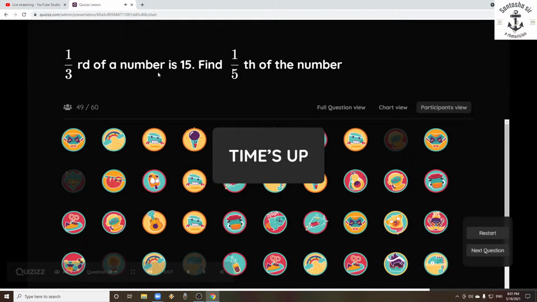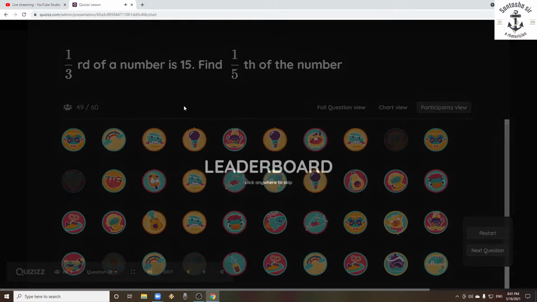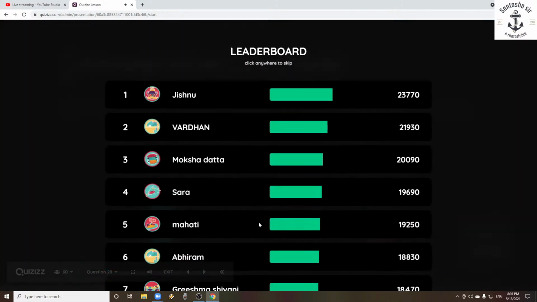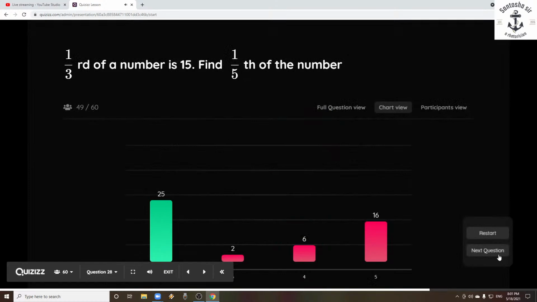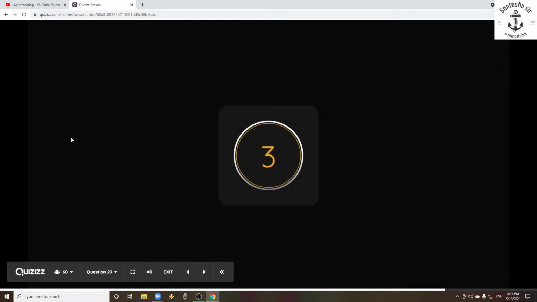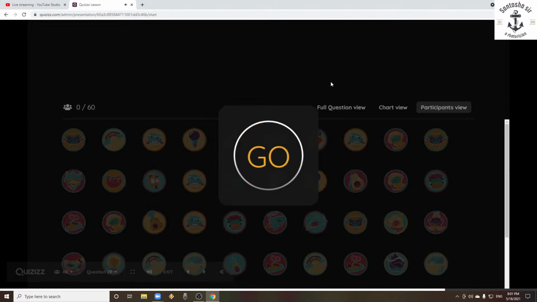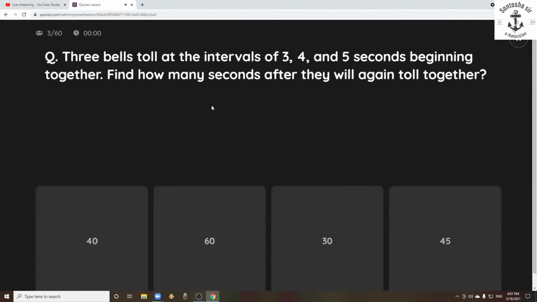There ends the time. 49 members answered it now. Looking into the leaderboard scores, I see no change in the 7 positions, and 25 members answered this question correctly. Moving on to the 29th question on your screens now. 3 bells toll at intervals of 3, 4 and 5 seconds, beginning together. Find after how many seconds they will again toll together.